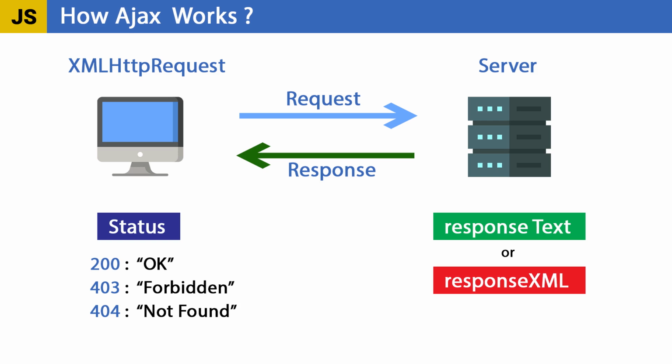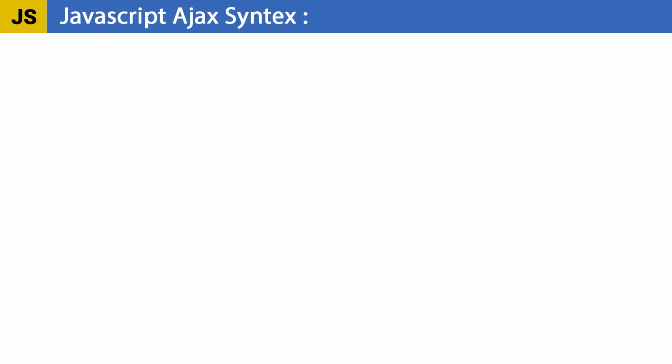But these three are very basic ones. And if you want to learn more about status codes, just search on Google for HTTP status code. So we learned how Ajax works, and now we are going to learn how we can write Ajax in our JavaScript.